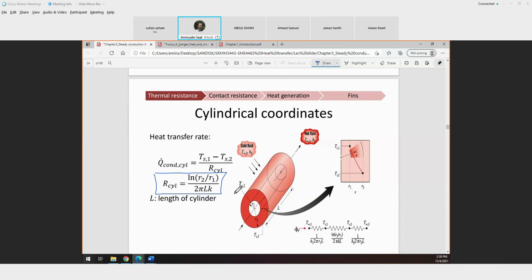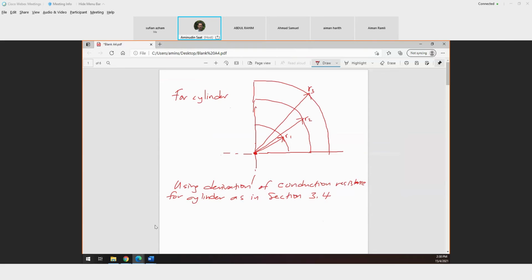So this is the important part for the cylinder. When we go back to our equation, let's say I assume this is the cylinder, a hollow cylinder, and then you have some insulation here.